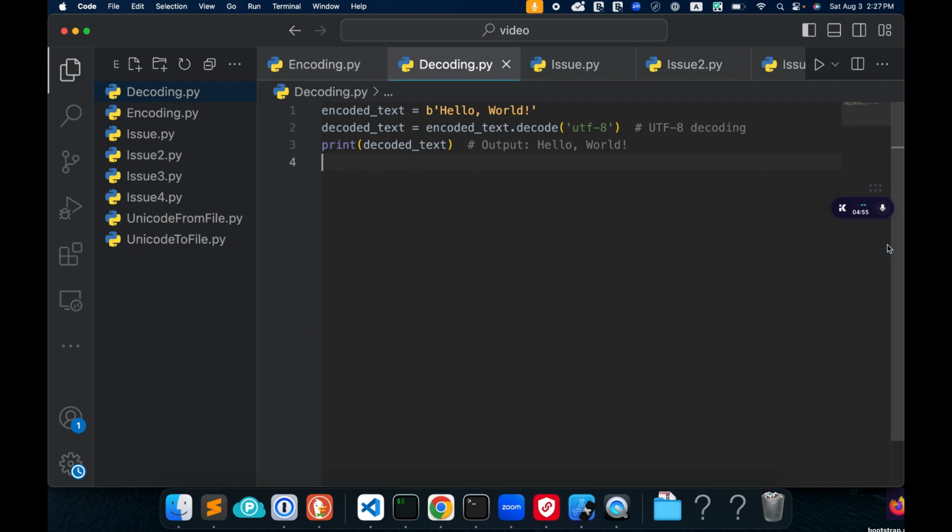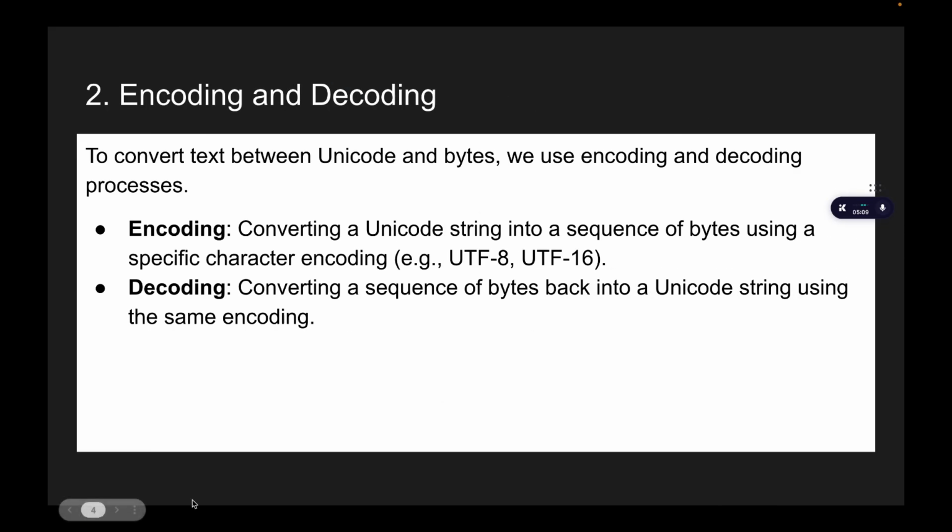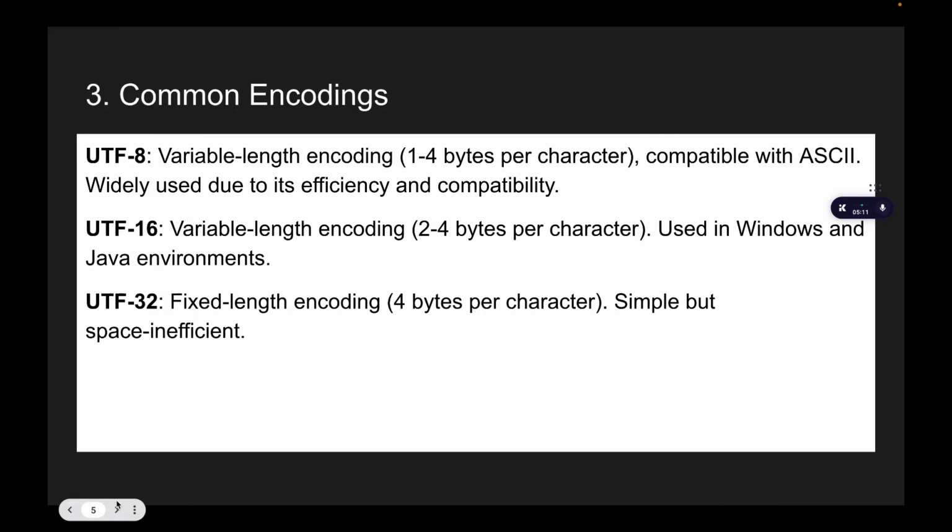So as a Unicode string, Unicode is just like a normal string, right? That's why it's a normal string. And we're converting this sequence of bytes back into a normal string. Okay, so now let's move on. Common encoding. Now this talks about all the characters.